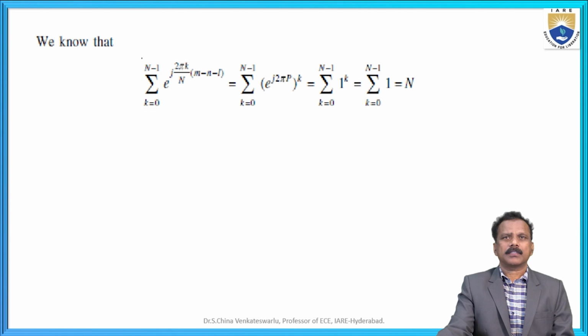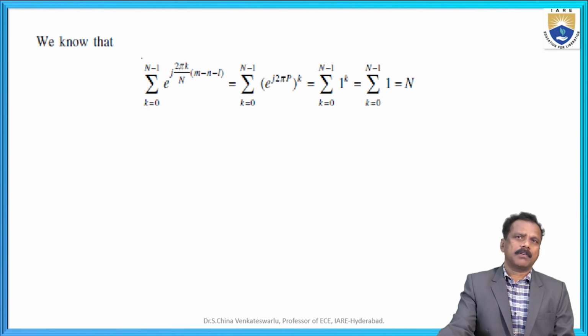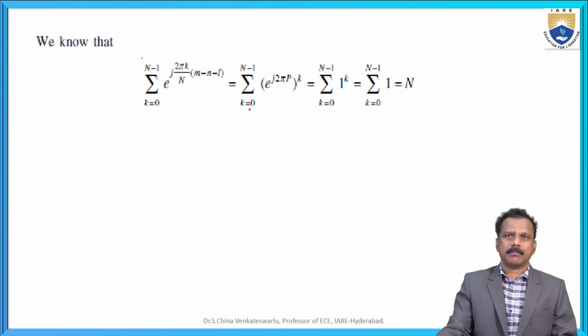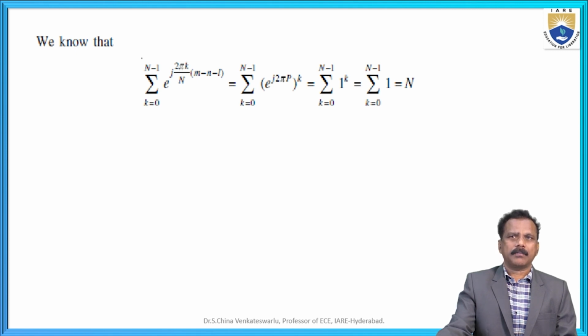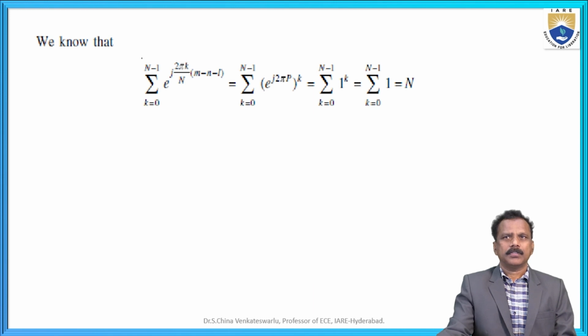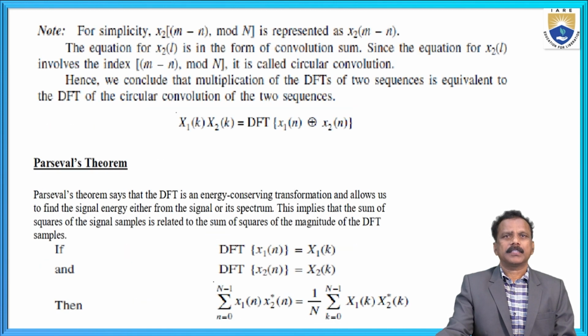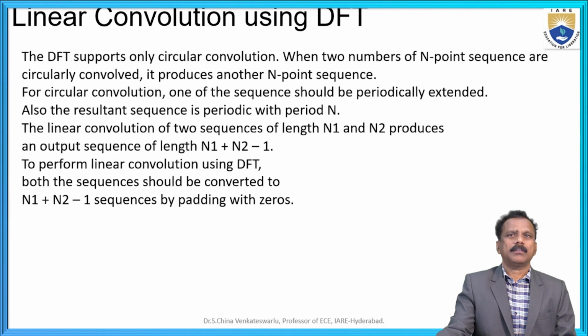We know that the summation k equal to 0 to N minus 1 of e power j 2 pi k by N of m minus n is also equal to the summation k equal to 0 to N minus 1 of e power j 2 pi of k into the summation of 1 power k, equal to the summation k equal to 0 to N minus 1, which gives N. Okay, like this we should follow this all up.